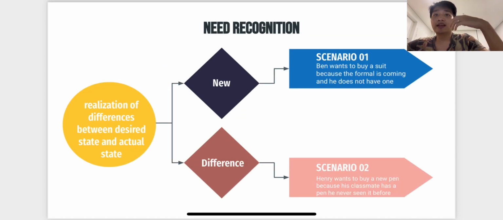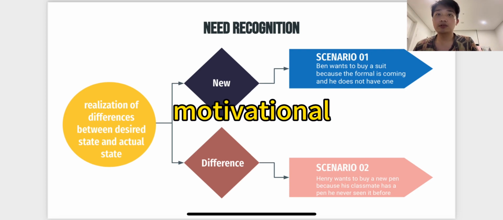Demand begins from their awareness of the difference between the actual and desired states. This is divided into new demand and differences demand. Let's look at an example of new demand. Ben wants to buy a suit because a formal event is coming. Since Ben had to prepare a suit for formal reasons, this example leads to a new demand for the customer. That comes from one of the motivational reasons.